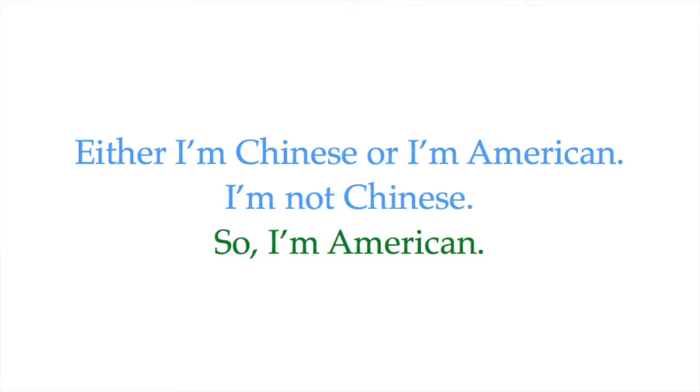Again, this argument is pretty obviously valid. To see why, pretend the conclusion is false. Pretend I'm not American. Now look at the first premise. The first premise says, I'm Chinese or I'm American. Well, if I'm not American, that means I must be Chinese. But now look at the second premise. The second premise says I'm not Chinese. So one of the premises is false. If the conclusion is false, one of the premises has to be false. And that means this argument is valid.